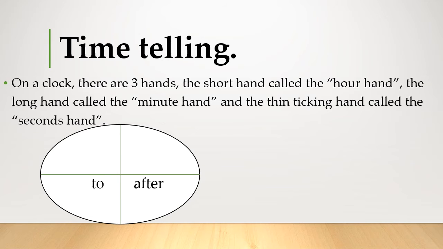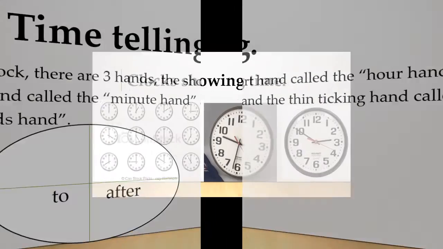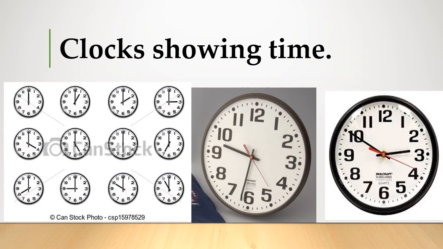So now let's look at a real clock and take good examples from it. We're looking at clocks showing time. This image is a variety of clocks showing the hour time. This here is 12 o'clock. This here is 1 o'clock. The short hand is pointing at 1 o'clock.